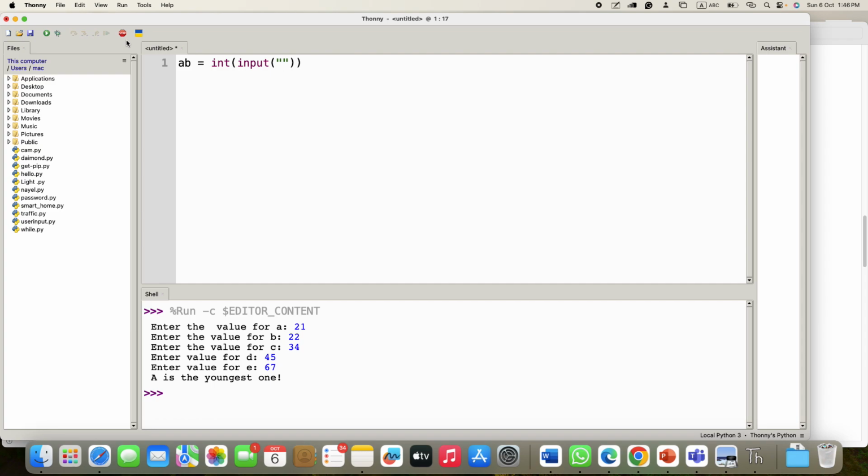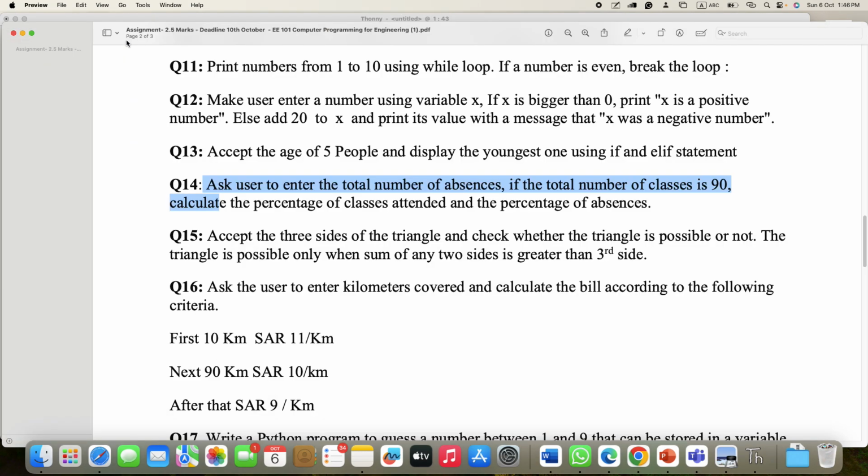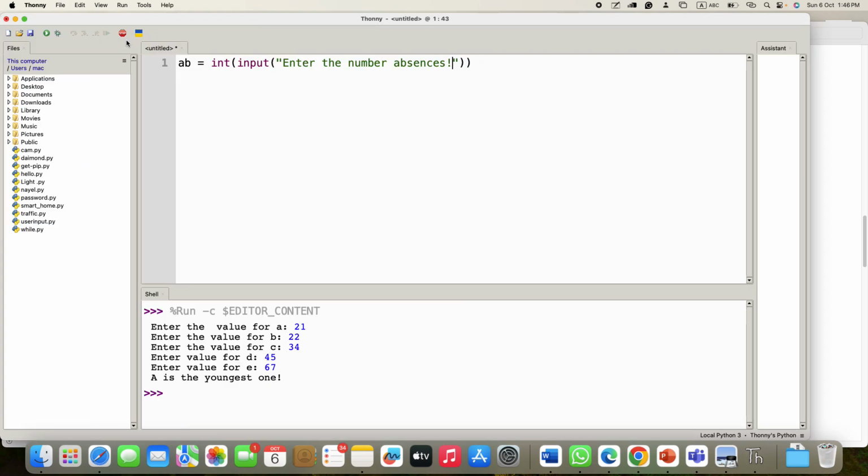Okay. Enter the number. Oh man, I have to write absences again. Absences. I hope I got it right. Absences. Yeah, here you go. Bingo. I got my spelling right. Although I was under a lot of pressure, being recorded, being watched. But still right. Not bad.